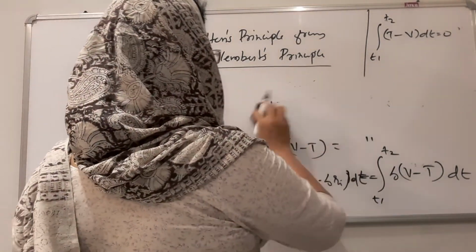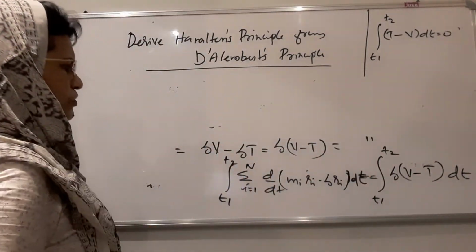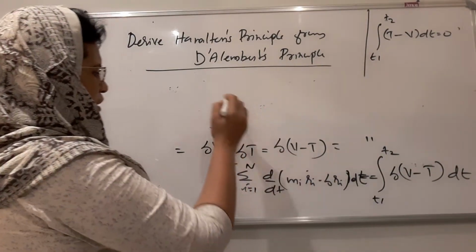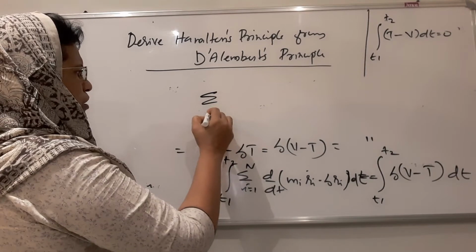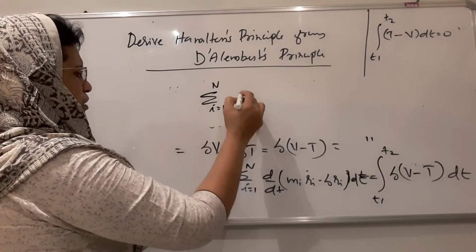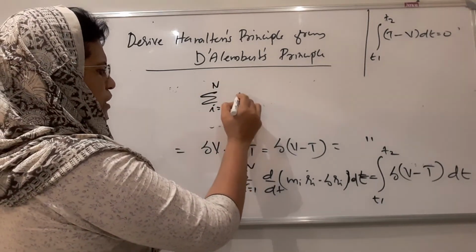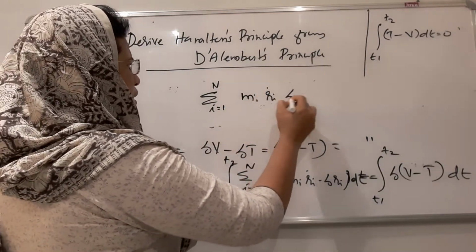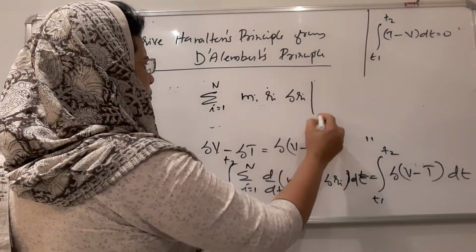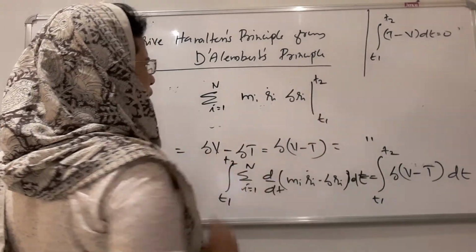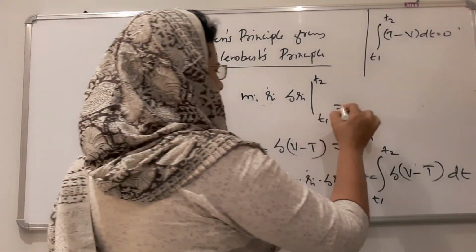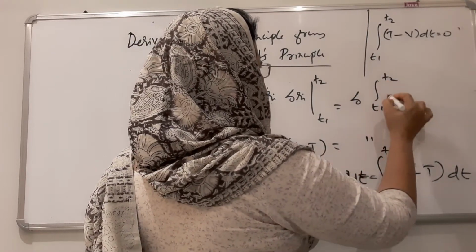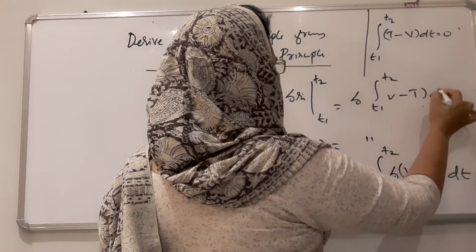Now, integrating the first term with respect to dt, we get sigma i equals 1 to n of m_i r_i dot delta r_i from t1 to t2. Taking the limits, on the right hand side we get delta integral from t1 to t2 of V minus T dt.